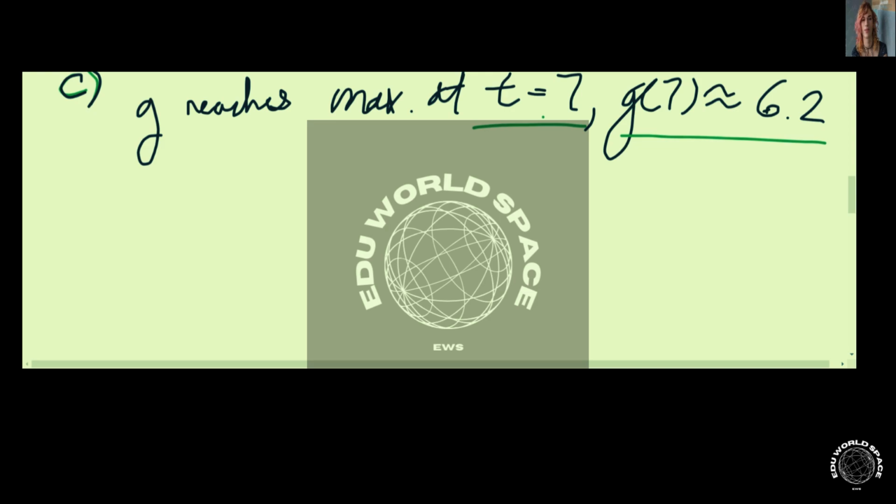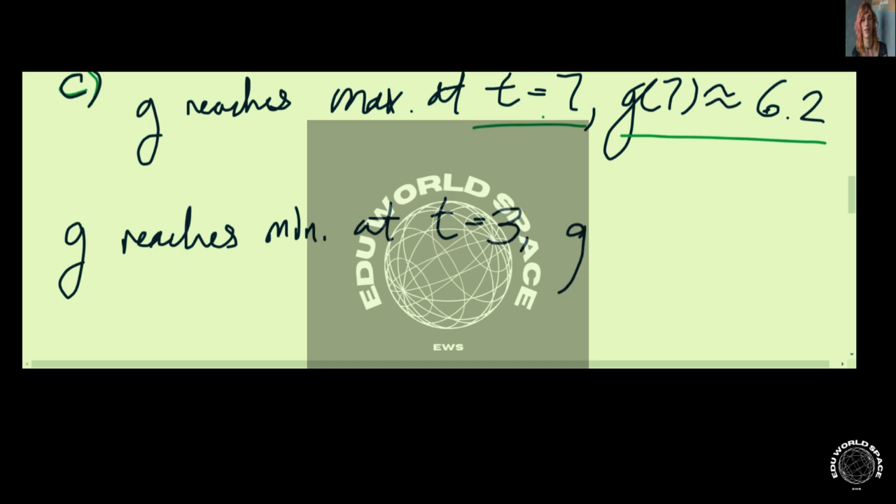Now, beginning at t equals 0, the maximum amount of negative area is added when t equals 3. So it follows that g reaches a minimum at t equals 3. And this minimum is g of 3, which we saw in part A was negative 1/2.